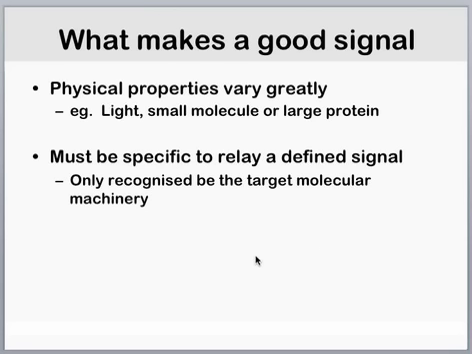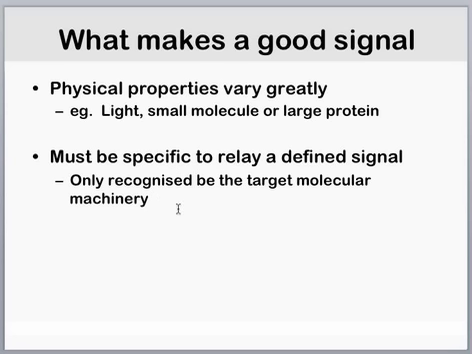So what kind of signals are cells perceiving? Like I said, signals are very diverse. Some cells can perceive light, some cells can perceive small molecules, and some cells can perceive fairly large protein molecules, such as hormones and things like that.